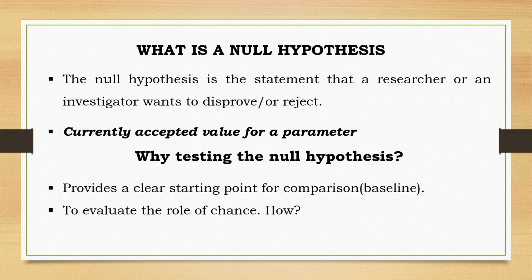For example, if it is accepted that the weight of newly born male babies is 3.5 kilograms, then the hypothesis is about it. If you want to know whether the weight of the newly born babies is 3.5, you'll collect data about newly born babies' weight, and then you do the test. When you find that the weight of the newly born male babies is 3.5 kilograms, then we accept the null hypothesis because it is the same.